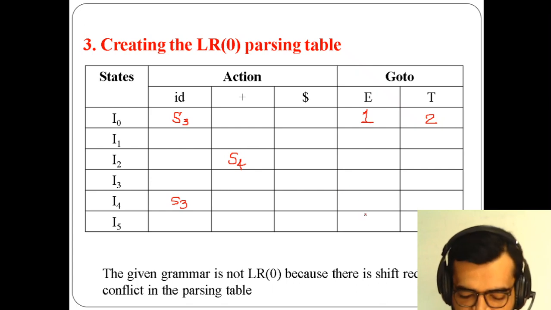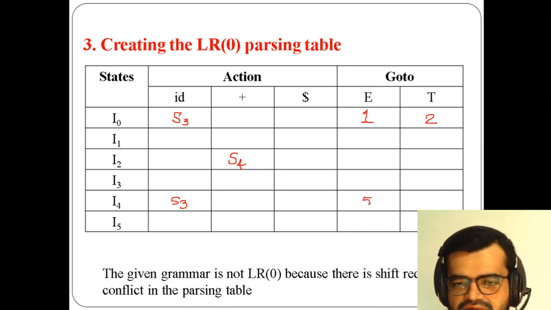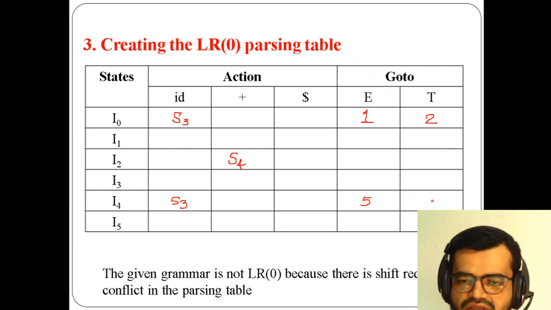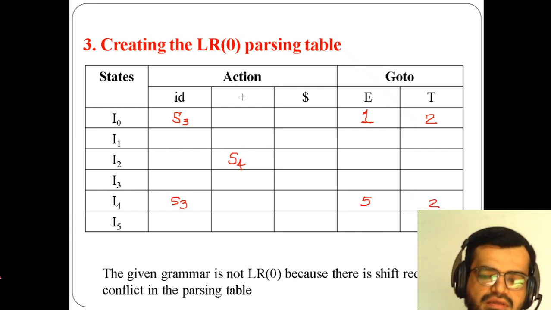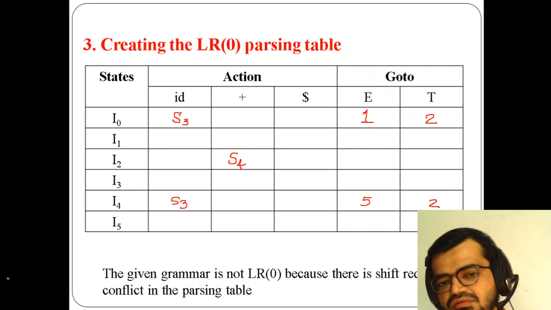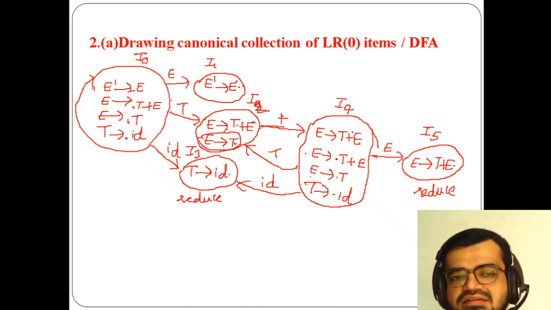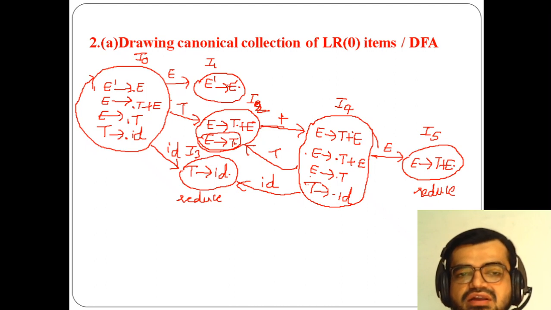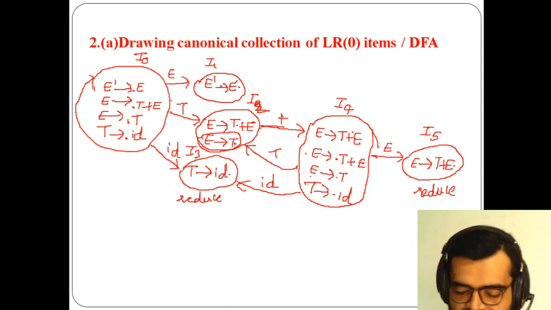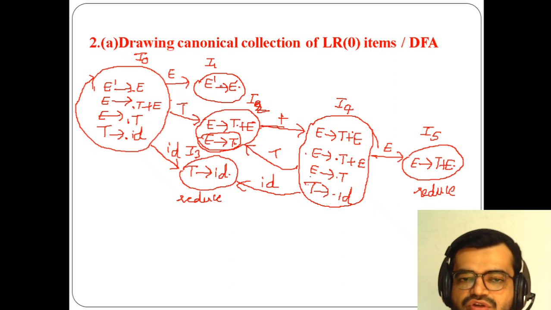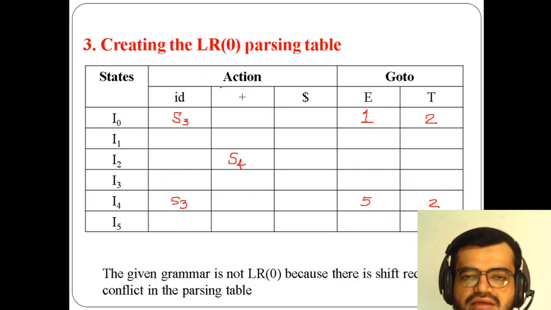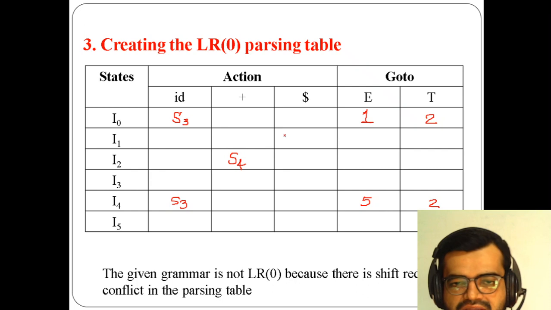So here I am writing 5, the fifth state, and here I am writing the second state. Okay, now what is left over? This first state I1, in this I1, E' of E dot, as you know, is the final state. But one more thing, you are reaching the start symbol. So start symbol means bottom of the parser, right? So which action do you have to use? Accept, and that has to be taken in dollar. So I am writing accept here.